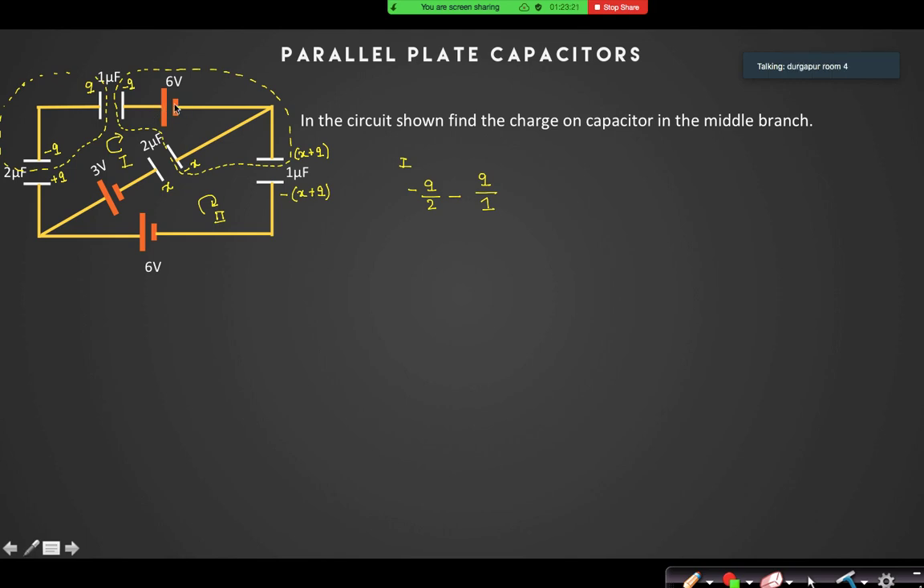So from the 6 volt battery, what I will write, it will be plus to minus, again minus 6. Now come to this capacitor, and now I am moving from minus to plus, so it will be plus X by 2. Again for that battery I am moving from minus to plus, so it will be plus 3. Net will be 0. Is equation 1 understood?